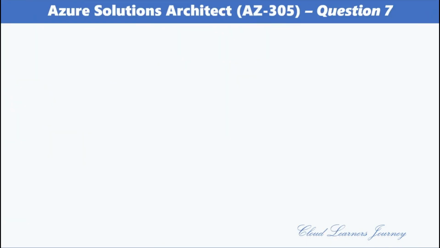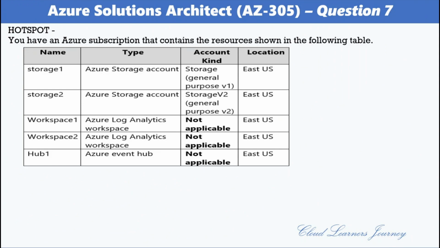Next, question number 7. You have an Azure subscription that contains the resources shown in the following table. Columns: name, type, account kind, location. Storage1 with type Azure Storage Account, kind Storage General Purpose V1, at East US location. Storage2 with type Azure Storage Account, account kind StorageV2 General Purpose V2, East US location. Workspace1 with type Azure Log Analytics Workspace, account kind not applicable, at East US location. Workspace2, type Azure Log Analytics Workspace, account kind not applicable, at East US location. Hub1 with type Azure Event Hub at East US location.